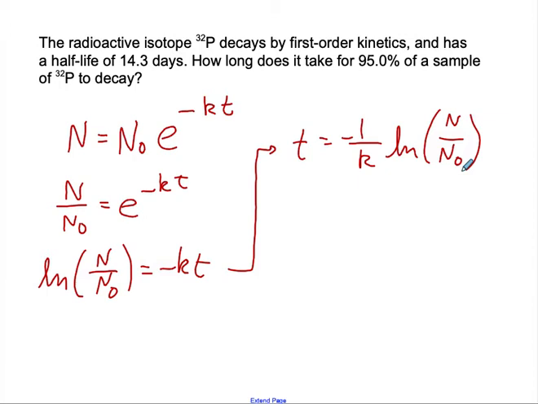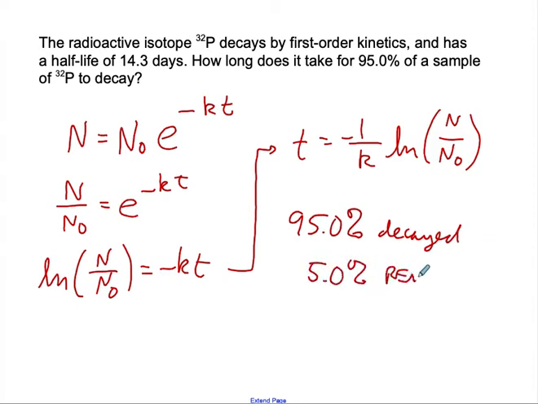All we're told is that 95% of it is decayed. So if 95.0% has decayed, that means 5.0% remains, or the ratio of remaining nuclei to initial nuclei is simply 0.050. So I don't need to know those values. All I know is that the ratio is 0.050, given the fact that 95% is decayed.